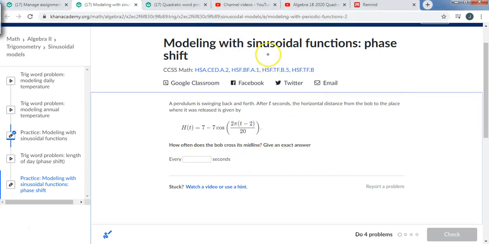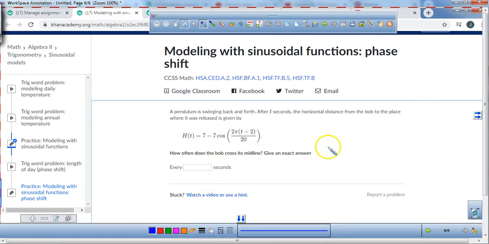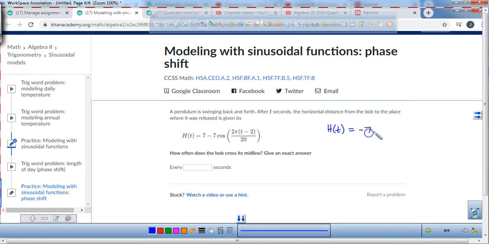So the first thing we're going to do, we're dealing with a cosine graph, so I'm going to rearrange some things. I'm going to say h of t equals, and I'm going to start out with this -7 cosine. And I am going to distribute the 2 pi to the t, getting 2 pi times t, and 2 pi times -2 is -4 pi, all over 20, and then that 7 I'm going to put in the back.